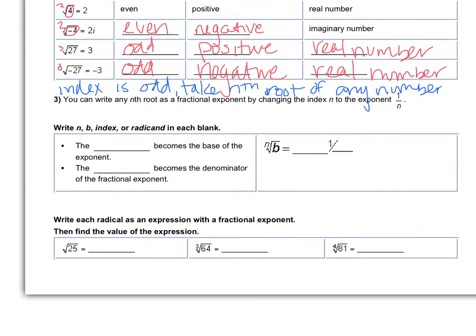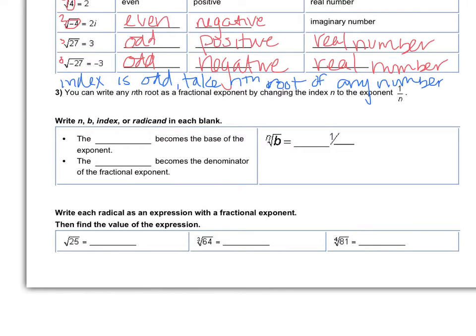So something else that's really neat is that whenever I have radicals, I can actually write those as exponents in fraction form. So what happens is that my radicand becomes the base of the exponent, and the index becomes the denominator of the fractional exponent. They don't do a good job of writing it over here, so I'm going to rewrite this: the nth root of b is the same thing as saying b with an exponent of 1 over n.